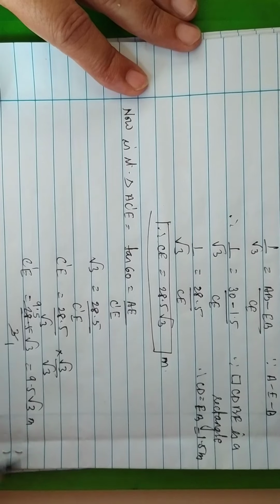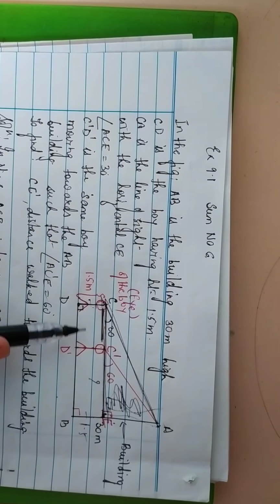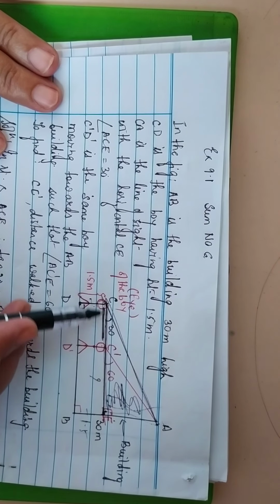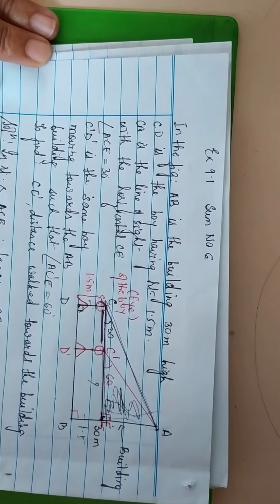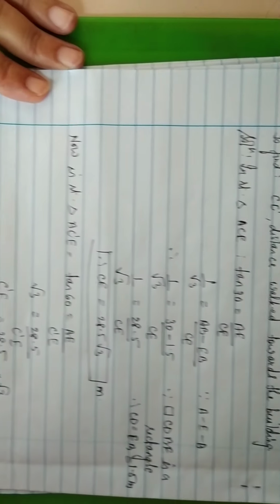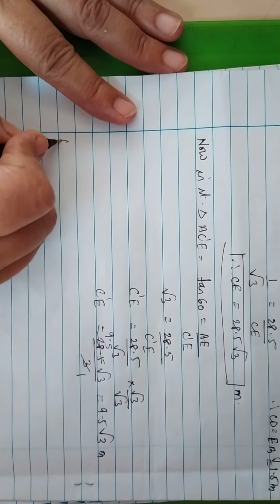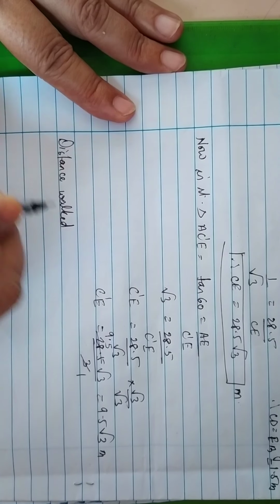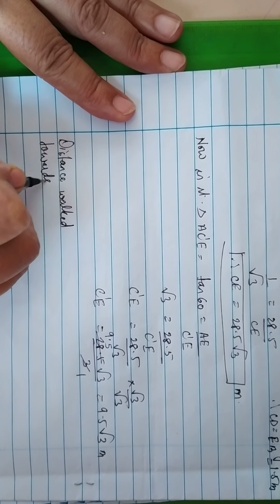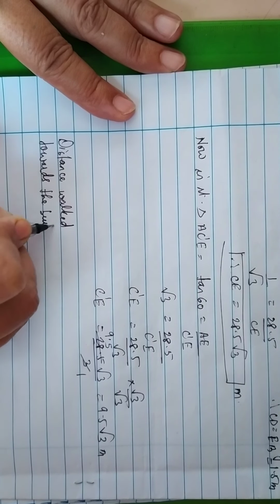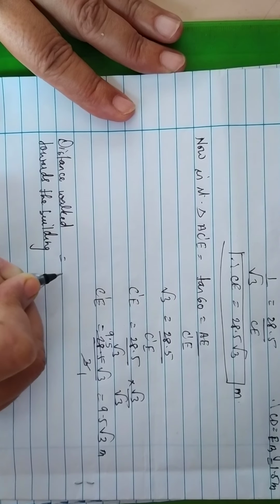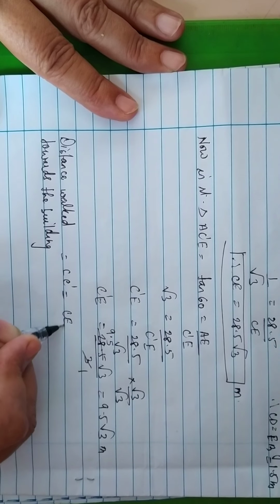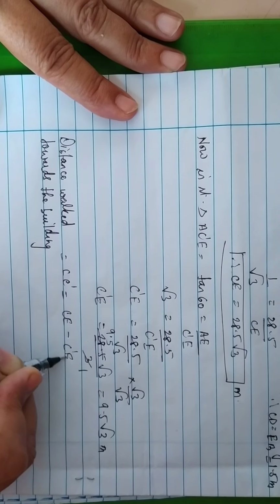Now what do we have to find out? We have to find out the distance that is traveled by this boy from this position to this position. That means we have to find out distance CC'. So to find CC', we write distance traveled or distance walked towards the building is nothing but CC', which is equal to CE minus C'E.